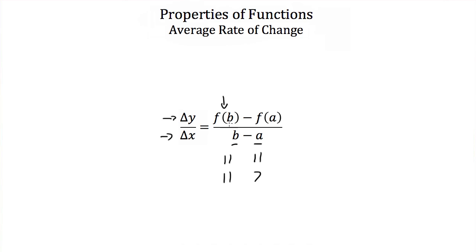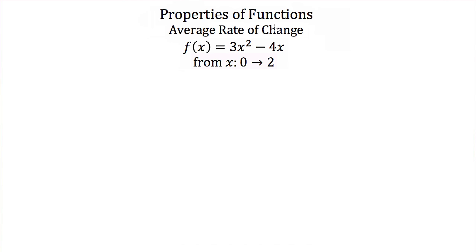Now the function, when x is equal to b, is just the y value at that x value, b. And the function value at a is just the y value when x is equal to a. This is the exact same equation as the slope equation, y2 minus y1 over x2 minus x1. But instead of y2 and y1, we're using function notation, so it's the function value at b minus the function value at a.